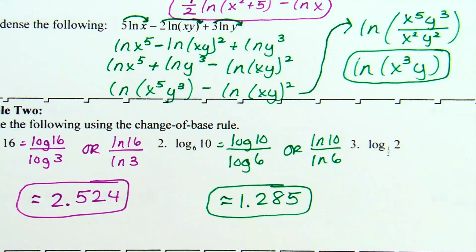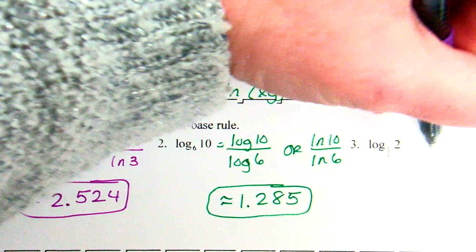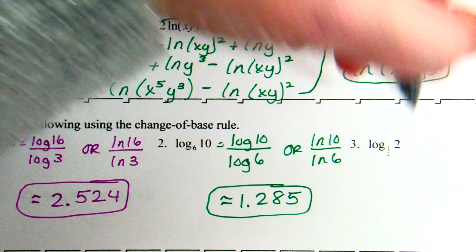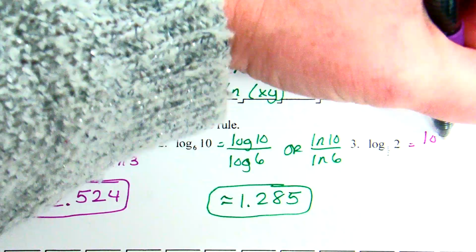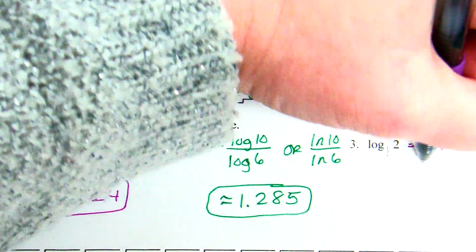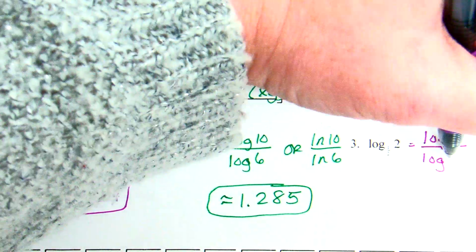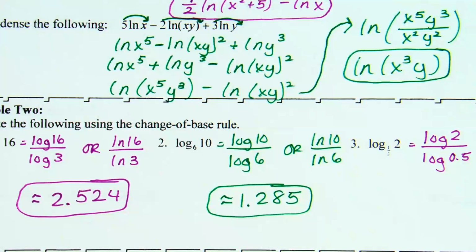What about number 3? It's log base 1/2 of 2. So you're either doing log of 2 divided by log of, could you say 0.5? Okay, if 0.5 is easier to plug into your calculator, use 0.5, or can you use 1/2?